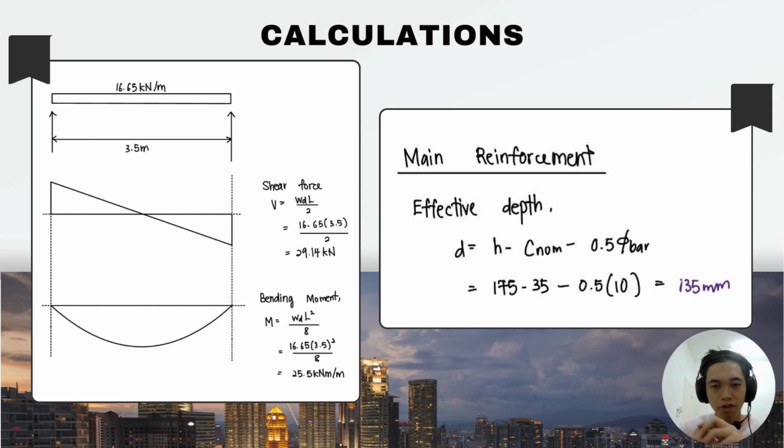Okay, for the shear force and the bending moment, the shear force that we got is 29.14 kilonewton based on the formula, and the bending moment is 25.5 kilonewton meter, also based on the formula, and the effective depth is 135 millimeter.